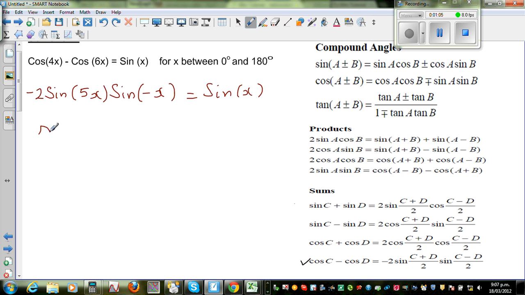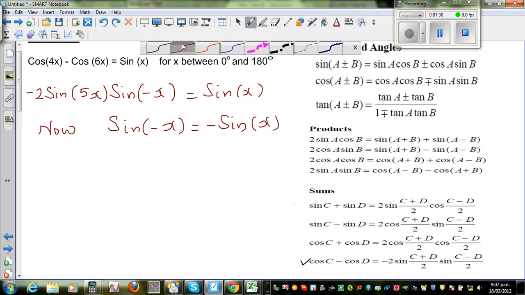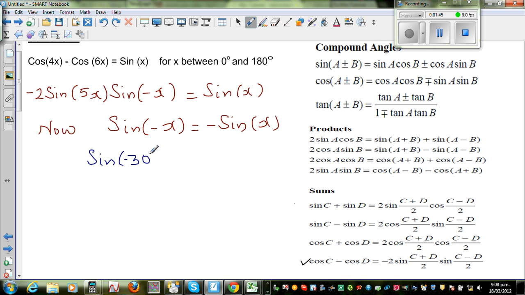Now, sine of minus x is minus sine x. Sine of a negative angle means you're going clockwise. Sine of minus x is equal to minus sine of x. I hope you understand that sine corresponds to the y coordinate. So what does this mean? This means if you take sine of minus 30 degrees, that is the same as minus sine of 30. This is what the formula means.